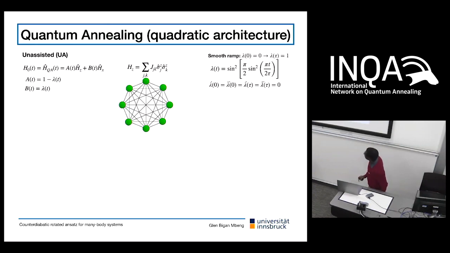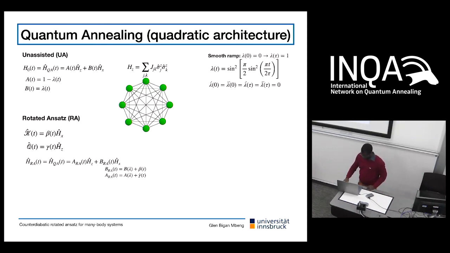So we tested this in more complicated setups. First of all, we consider a quadratic architecture where essentially it's all-to-all with some random couplings. And again, we have standard quantum annealing schedules for the problem. So we apply our rotated ansatz. Still, we choose it to be compatible with the initial Hamiltonian, so that we do not generate extra terms. We just have a modification of the schedule, as we see here.